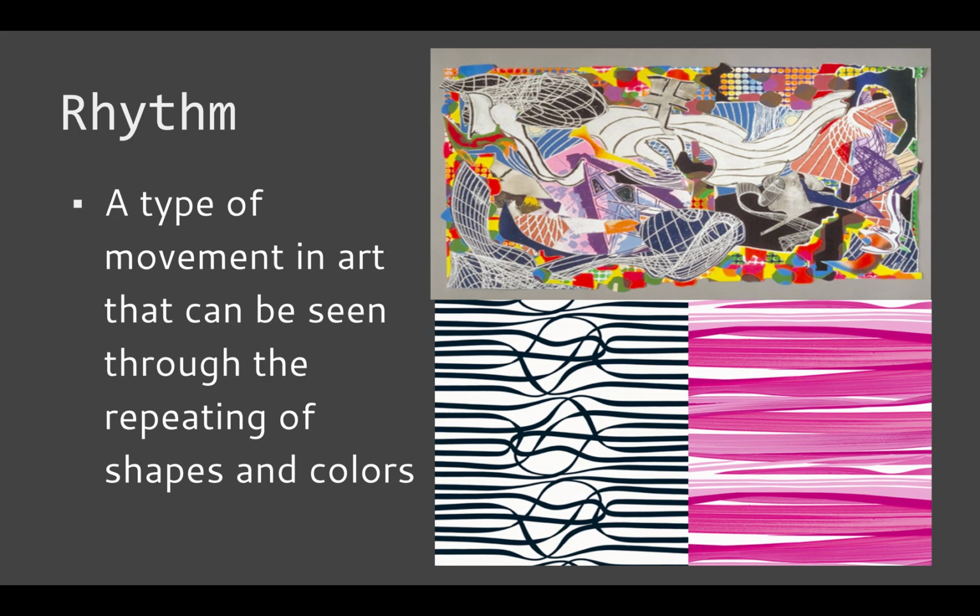Rhythm is a type of movement in art that can be seen through the repeating of shapes and colors. Rhythm is very similar to pattern. However, it can be more organic than how we traditionally think of pattern. You can see in these lines here to the right how they may not make a distinct, identifiable pattern. However, commonality of the colors used, the arrangement of those lines on the page in a predominantly horizontal fashion creates a sense of rhythm.